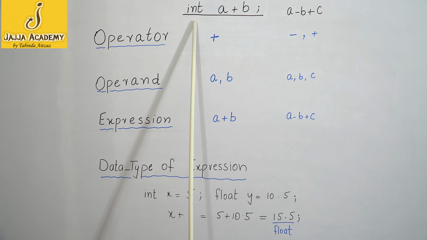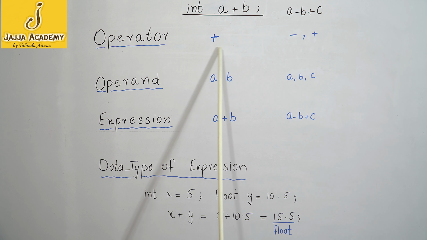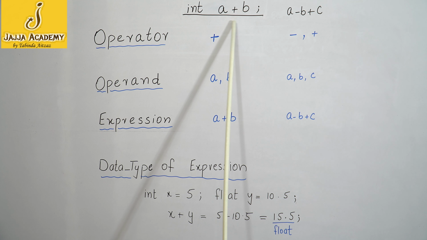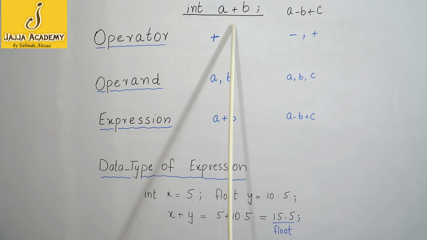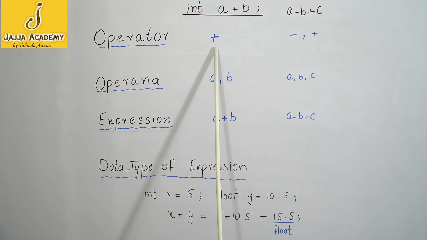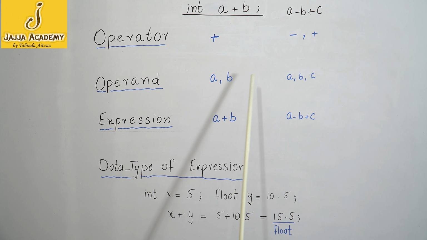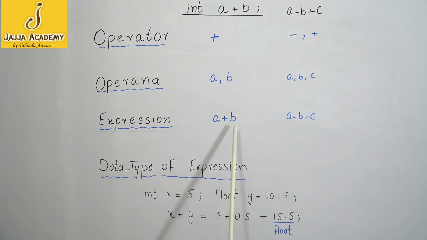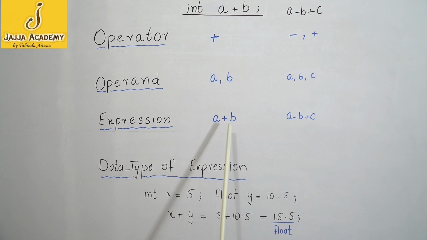For example, in this statement, int a plus b, the operator is the plus operator, so the addition process is being performed in this statement. The values or variables on which this operation is being performed, such as a and b in this example, are known as operands, and the expression would be a plus b. So this is an expression, a plus b, which is a combination of operator and operands.